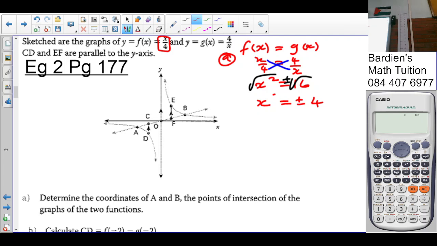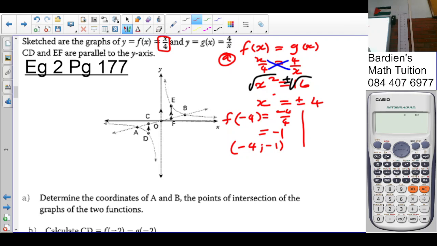You either substitute it into the parabola, into the hyperbola, or into the straight line. The straight line is going to be more simple. So f of minus 4 is equal to negative 4 over 4, which is negative 1. Not so? So the one coordinate is going to be negative 4 and negative 1.